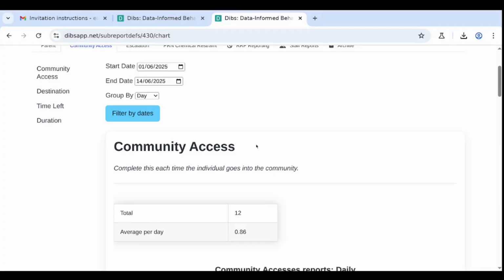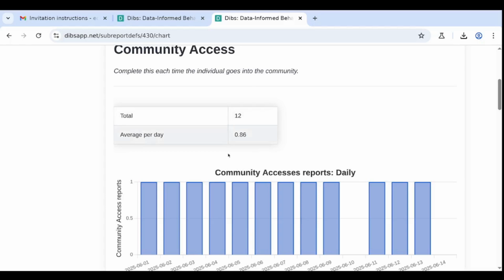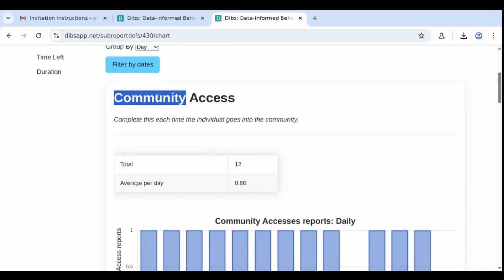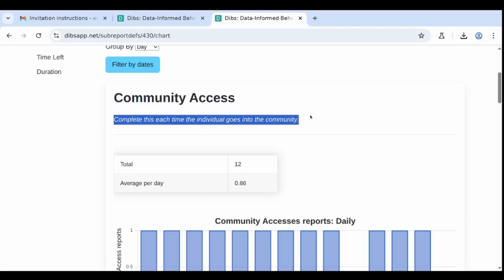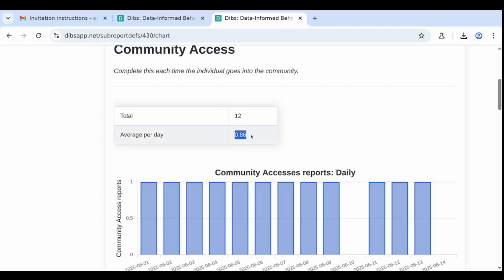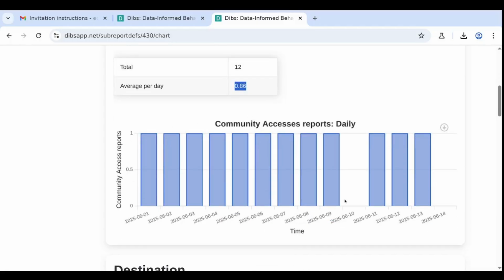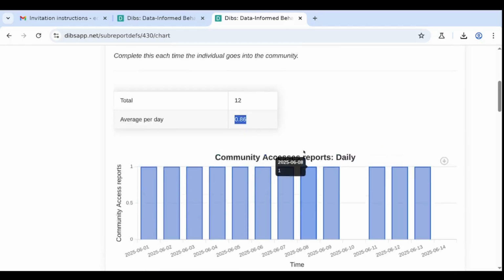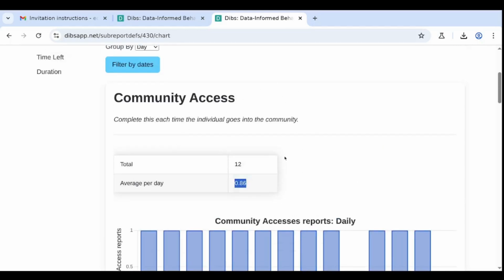The first chart that we see here is always going to be describing the report itself. So there is one of the forms that we have that asks us to complete this each time they go into their community. So this is telling us how many times this form has been completed. Over this time span, it's been completed a total number of 12 times, an average number of 0.86 times per day. The next chart that we have is going to be giving us a view of this over time. So each date, how many times was this form filled in? That's for the form itself.